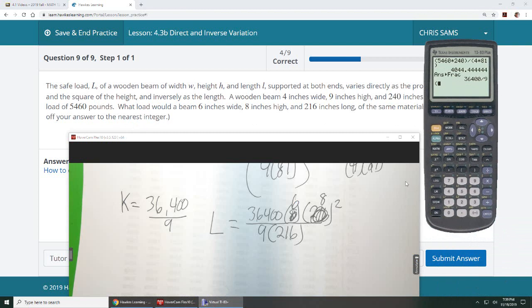So, open parentheses, 36,400 times 6 times 8 squared, close parentheses, that's the whole numerator, divided by, open parentheses, 9 times 216, and then close the whole bottom. And we get 7190. This 0.1 will now round down, so we're going to leave it at 7190.